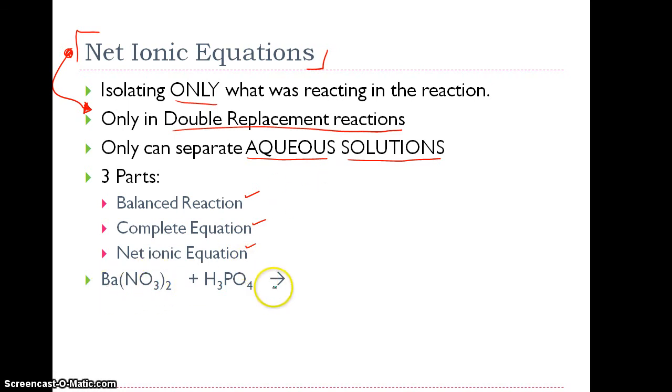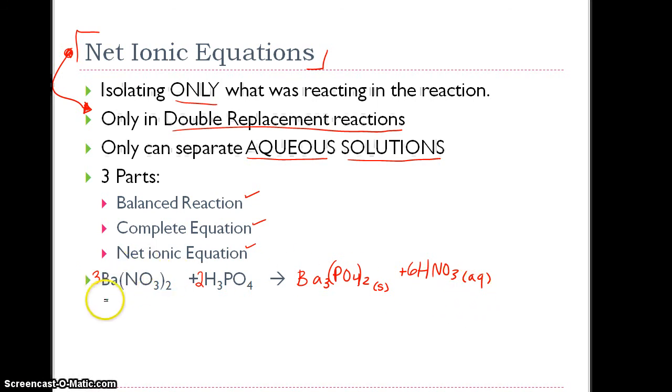All right, so let's go ahead and write this out. We're going to have Ba3(PO4)2, which is going to be a solid, plus HNO3, which is going to be aqueous. To get this to balance, let's see, H. Okay, so here I have balanced this for you. Okay, and now what we're going to do is we're going to break it apart into its complete equation. Okay.